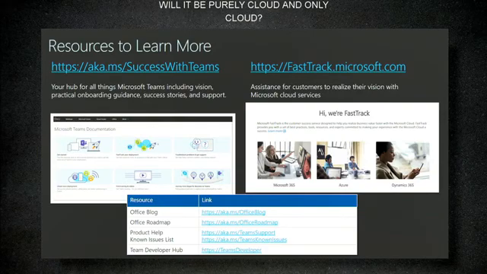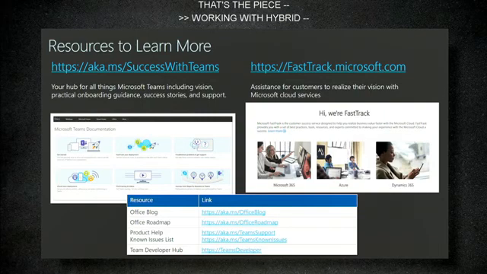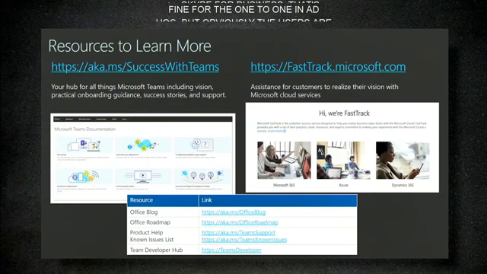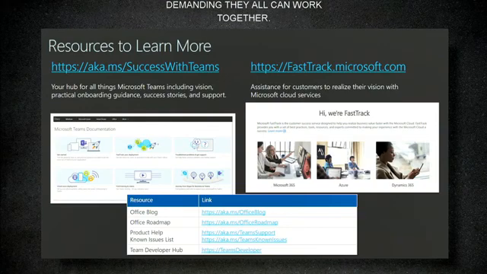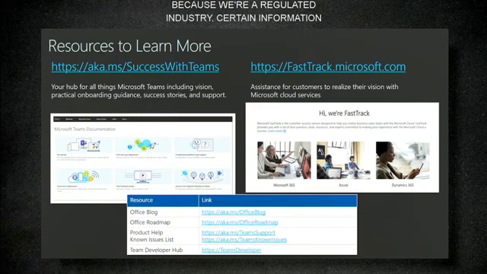That's fine for the one-to-one and ad hoc, but obviously the users are demanding that they all can work together. Because we're a very regulated industry, certain data can't go out. Is there anything you are planning that would enable that scenario in an on-premise hybrid scenario with the cloud, where everyone could work together in Teams regardless of whether they're on-premise or in the cloud?